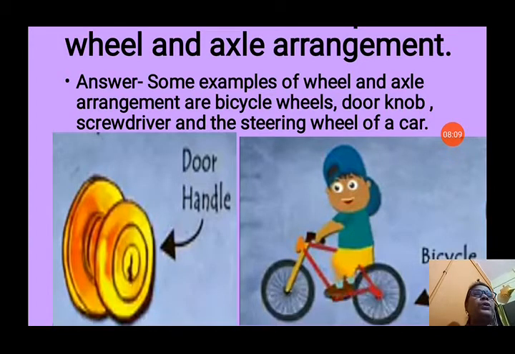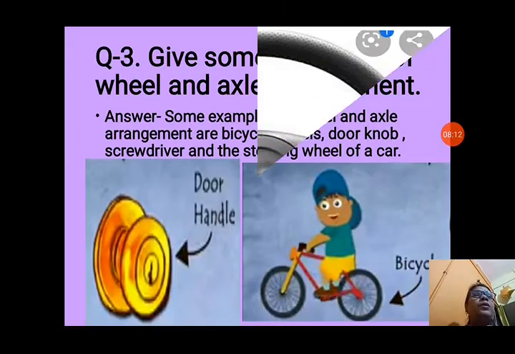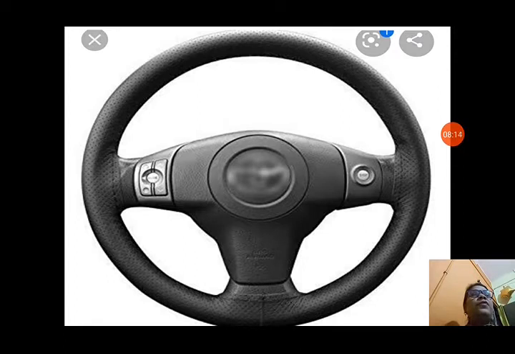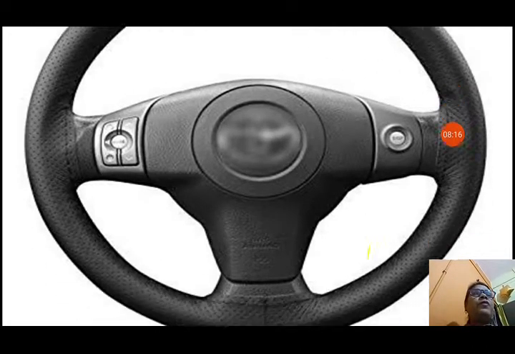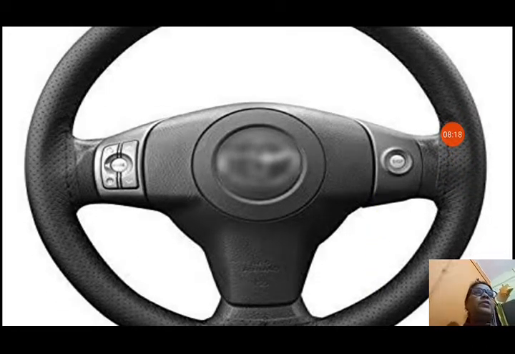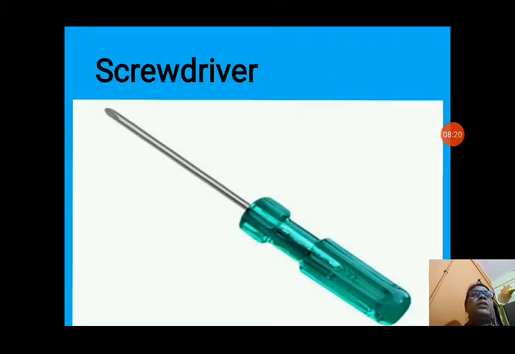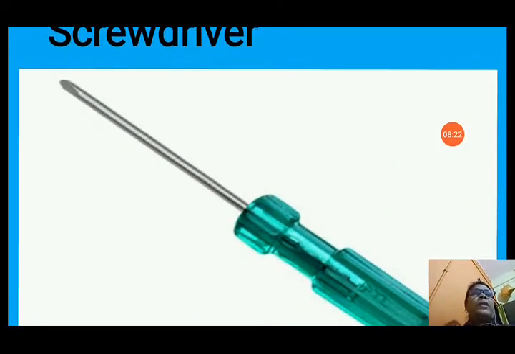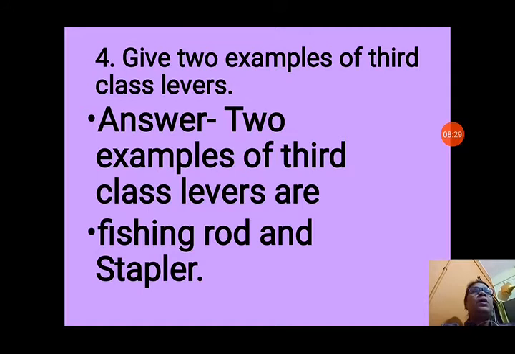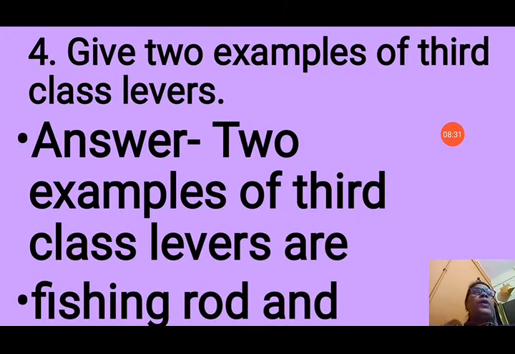Bicycle wheels also you can see in the picture. That is also a wheel and axle arrangement. The steering wheel of a car you can see. The steering wheel of a car is also a type of wheel and axle arrangement. A screwdriver also you can see there is a rod, the axle, on which it is rotating the screwdriver. It is also an example of wheel and axle arrangement. Now question number 4 is give 2 examples of third class levers.